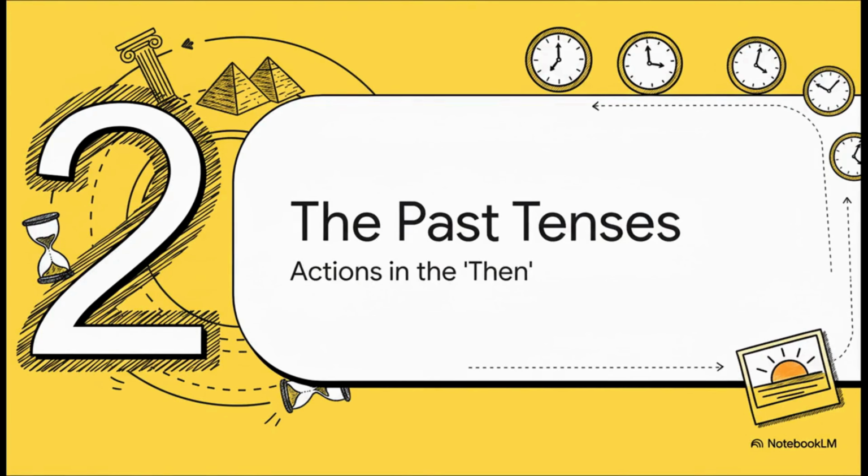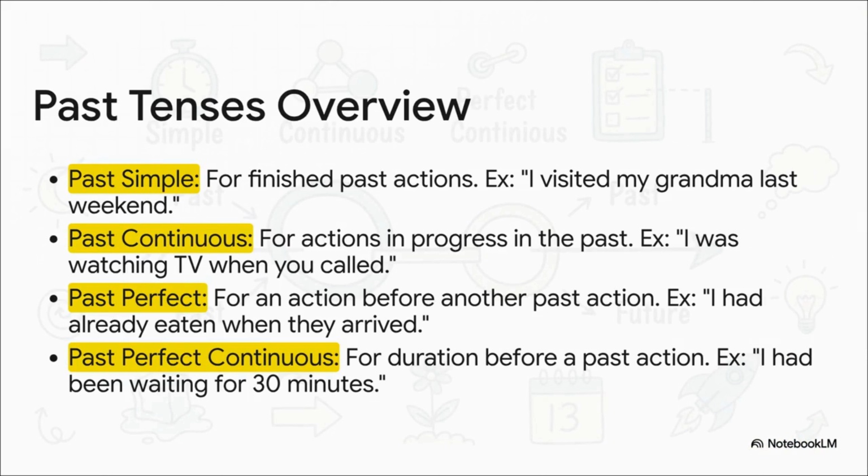Okay, so we've got the now covered. Let's hop in a little time machine and go back to the then. We're talking about actions that are completely finished, totally in the past. The past simple is the easiest one for sure. It's for actions that are done and dusted, like I visited my grandma last weekend. Over. The past continuous is great for setting the scene in a story. I was watching TV when you called. It gives you the background action.